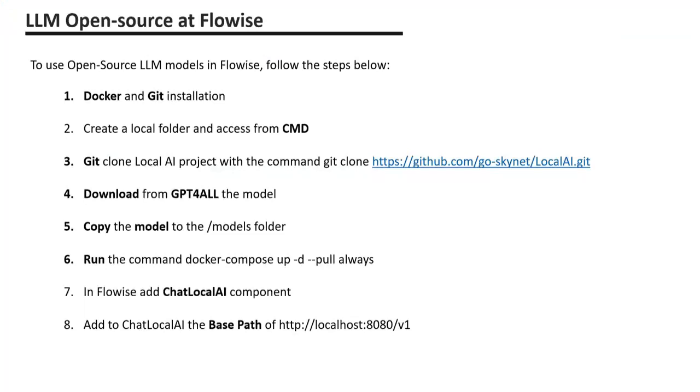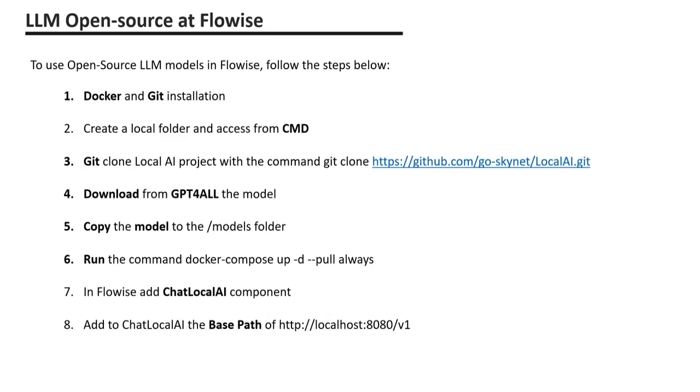In this task, we'll explain how we can use an open source large language model from Flowise. To use an open source large language model from Flowise, the following steps must be taken. First, we must install Docker and Git. Once we have them installed, we will create a local folder in the desired directory and access it from CMD. After doing this, we will use git to clone the project with the following command. Once done, we will have the project locally and we can access it from Flowise.